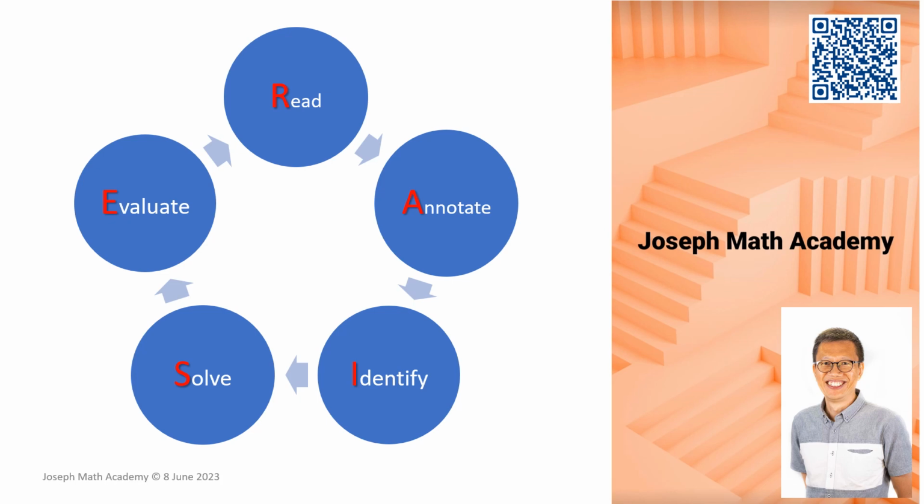Now, after solving the problem, we need to check that our answers are correct by evaluating. Evaluating means we have to use a different concept, a different heuristic to solve the same problem. Now, if both solutions arrive at the same answer, we are good. If the two answers are different, we have to reread, re-annotate, and the cycle continues.